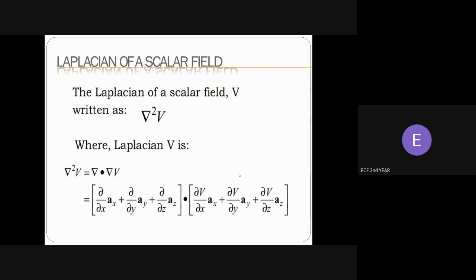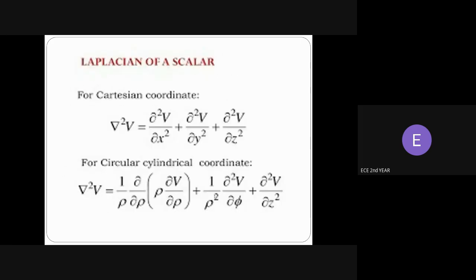Okay. Next, we will see the Laplacian. Laplacian is one operator, right? If you see a scalar field, we will take the Laplacian for that particular scalar field. It is nothing but del square V. We have already seen the formula for del dot V. Now we have to apply another del to that particular divergence. Here you see del square V equals del dot del V. Del V we have already known. In addition to that, we have to apply one more del. This is called the Laplacian of a scalar field.